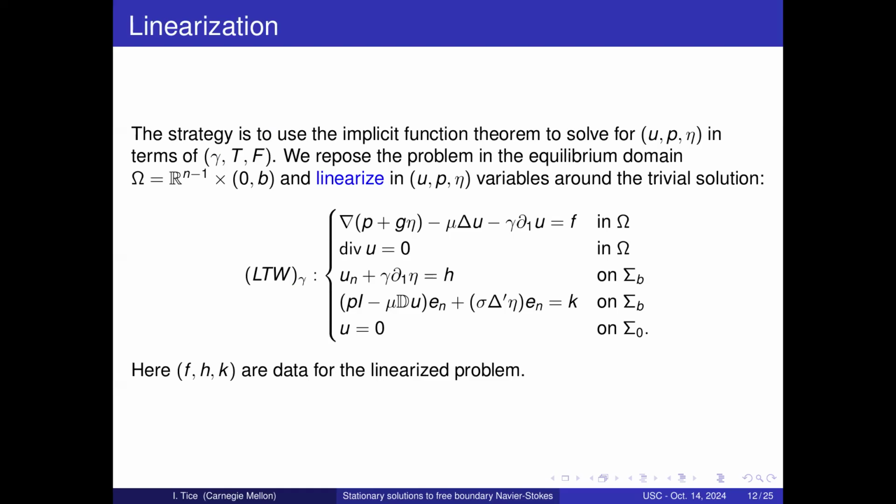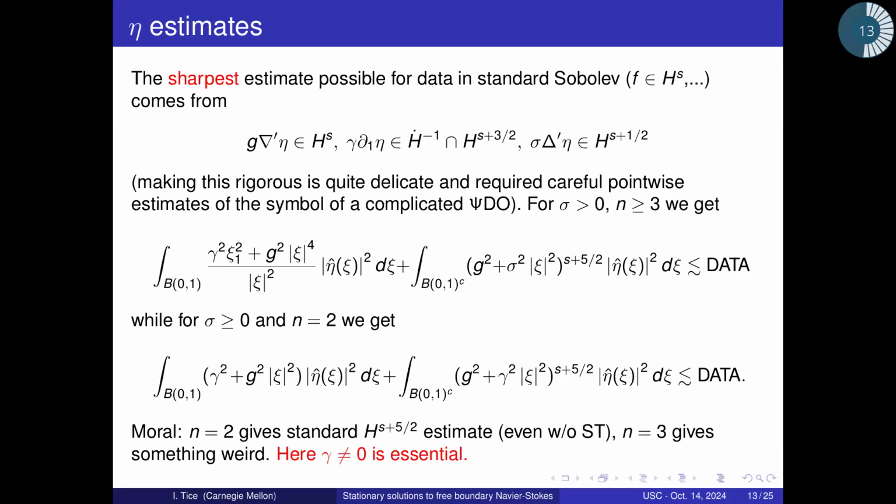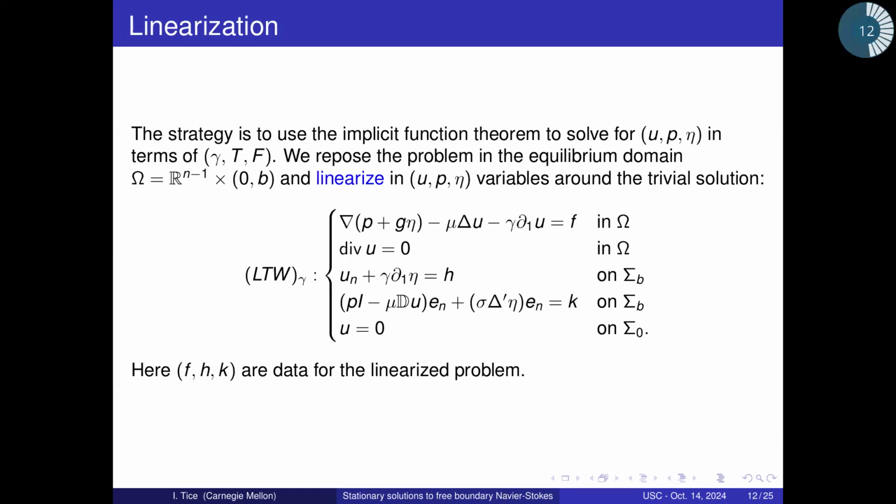But what I want to point out is I want to underline where we see eta. Here, it comes with a gradient. Here, it comes with a derivative in the e1 direction. And here, it comes with a Laplacian. And these are the only 3 places where we see the free surface function. So what that means then is, based on the story as I have told it here, the sharpest estimates that you possibly should expect in standard Sobolev spaces, meaning if, let's say, I assume that this f is in the Sobolev space H^s, then what would I expect naively?